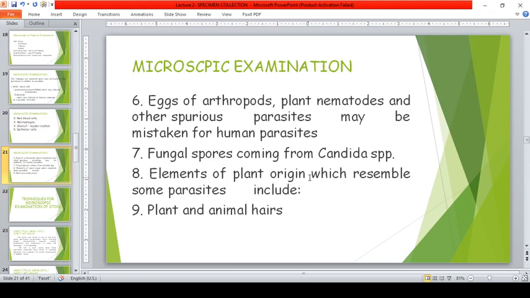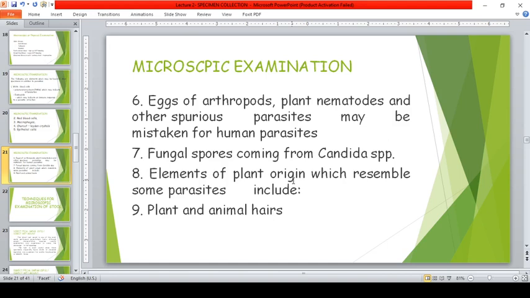Elements of plant origin which resemble some parasites include, first, fiber; second, pollen grains; third, vegetable spirals and starch granules. Again, these may interfere with the laboratory examination because they may resemble parasites, lalong-lalo na yung mga bilog-bilog. In that case, if you are not sure, you can send the sample to the RITM, which is the Reference Laboratory for Microbiology.